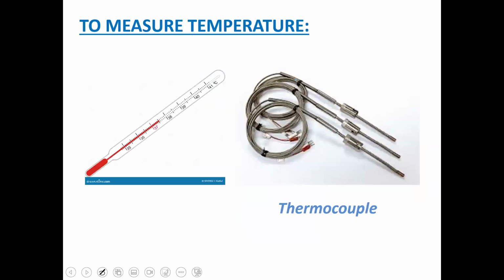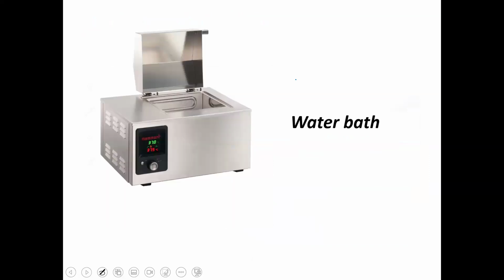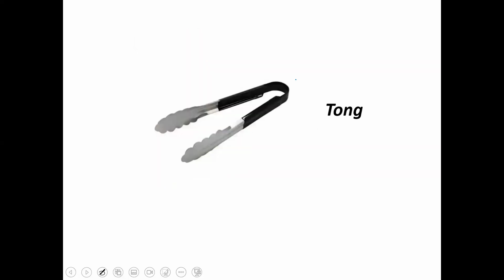I have selected a thermocouple. I will use a gas oven for heating the cylinder. I will use a water bath. Why am I using a water bath? So that I can keep the cylinder at a constant temperature and then start the experiment. The cylinder would be very hot. It's a metal.